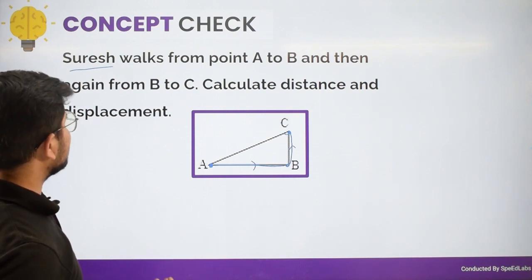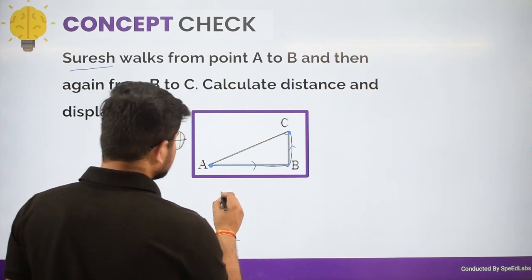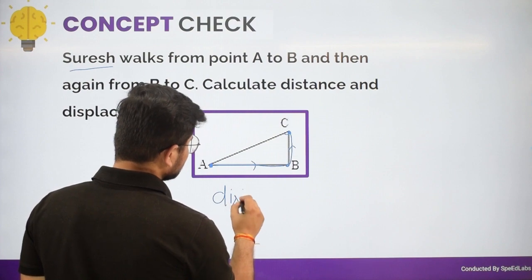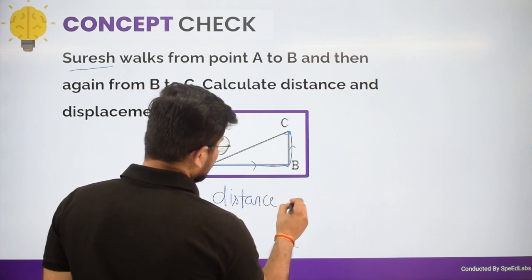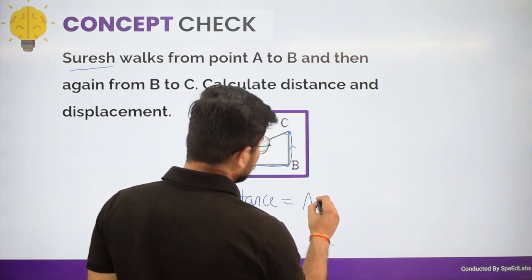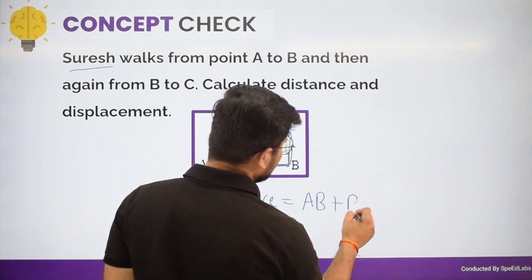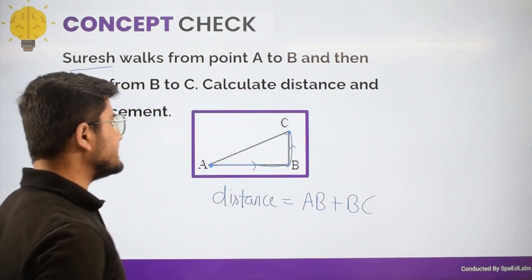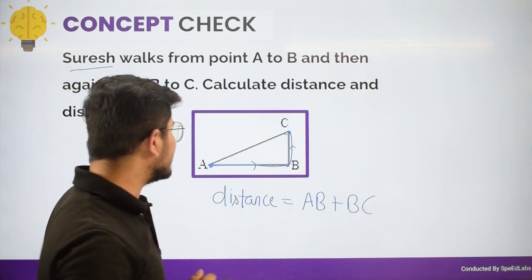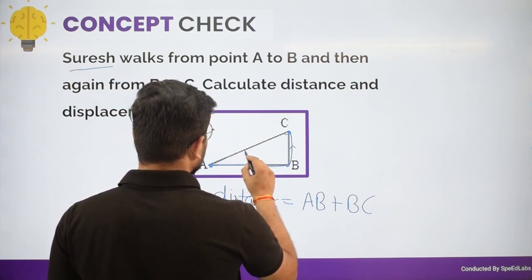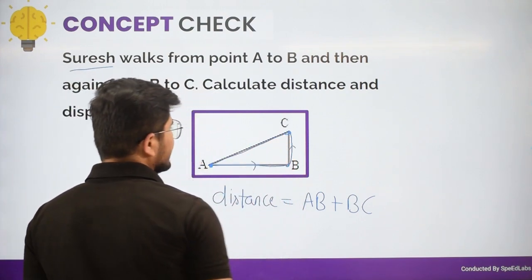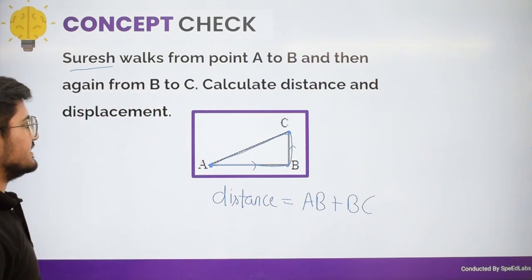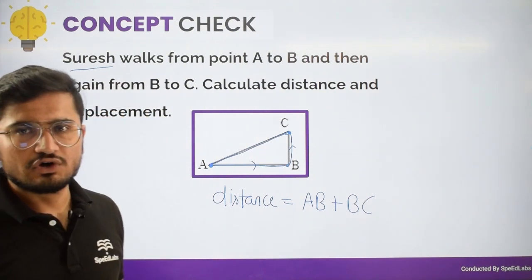So what is the distance? This distance would be this length AB plus BC. And talking about the displacement, it is always a straight line path. So this AC is the displacement. I hope now it is clear to all of you.